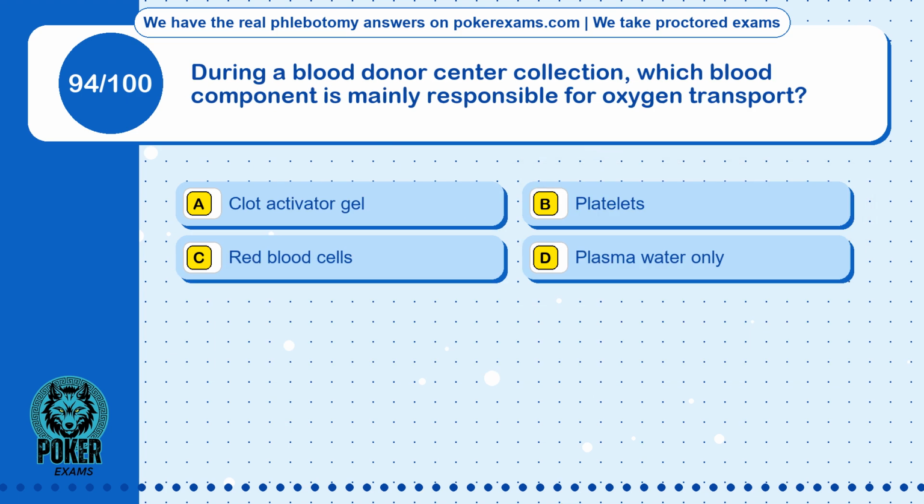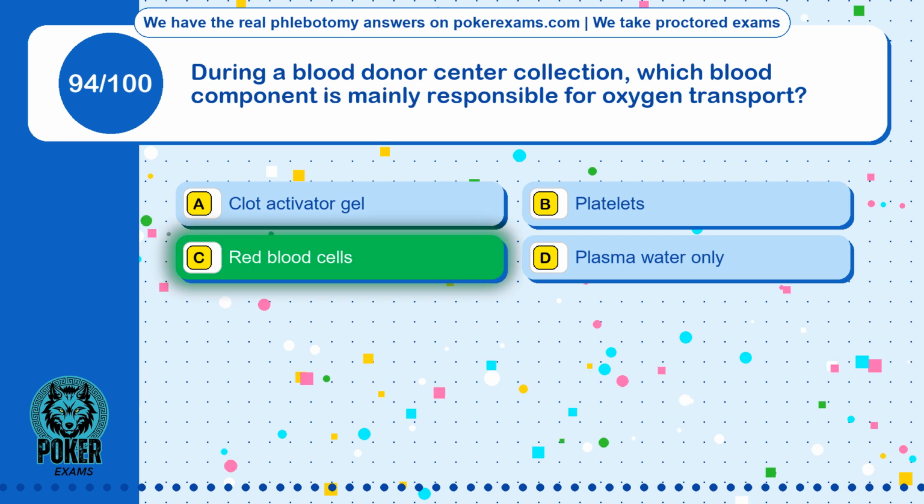Question 94. During a blood donor center collection, which blood component is mainly responsible for oxygen transport? Option A, clot activator gel. Option B, platelets. Option C, red blood cells. Option D, plasma water only.